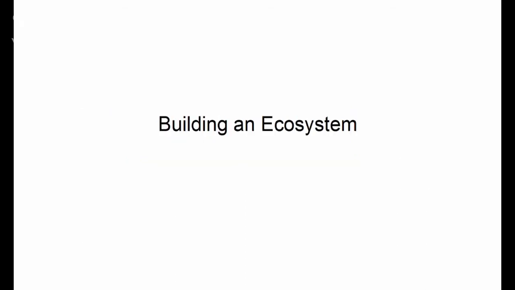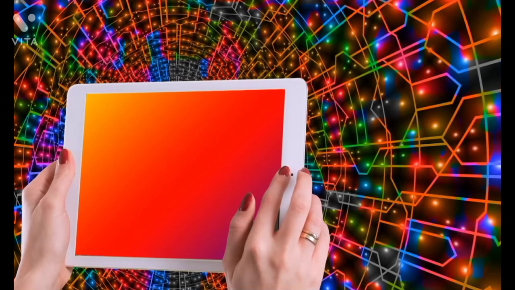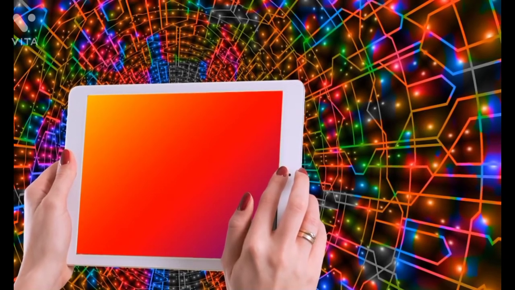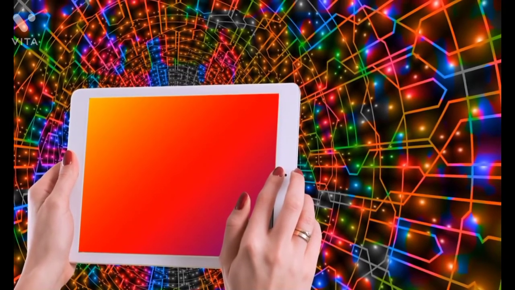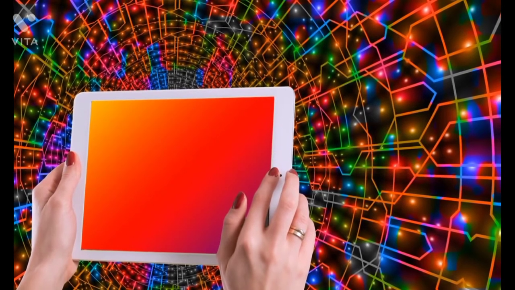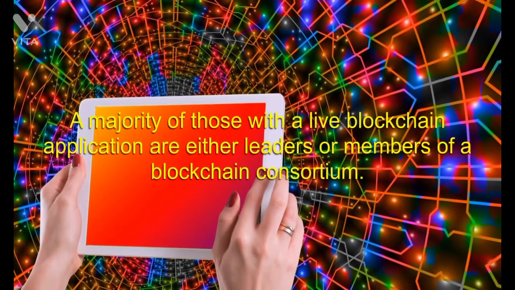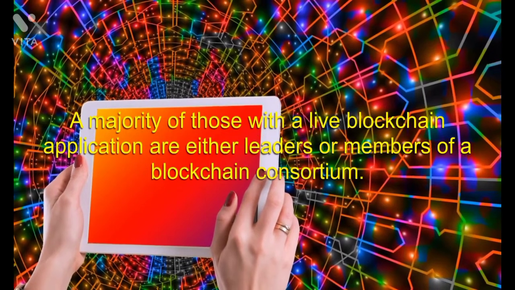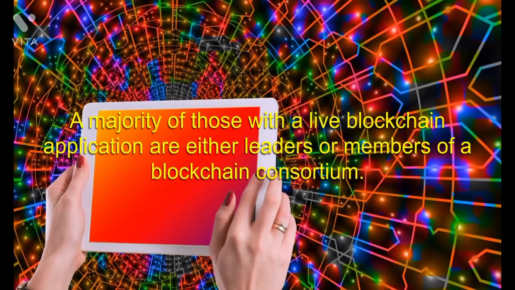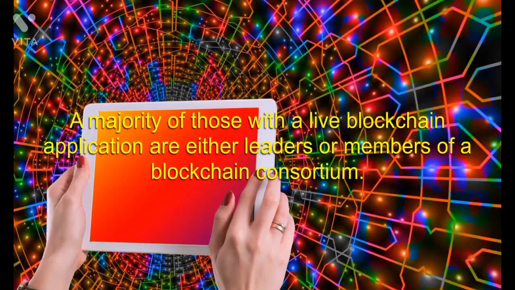Building an ecosystem. When making a blockchain platform, you may find that you have to work with different companies within your industry, and perhaps even your competitors, to create a common set of standards in which to govern the blockchain. A majority of those with a live blockchain application are either leaders or members of a blockchain consortium.